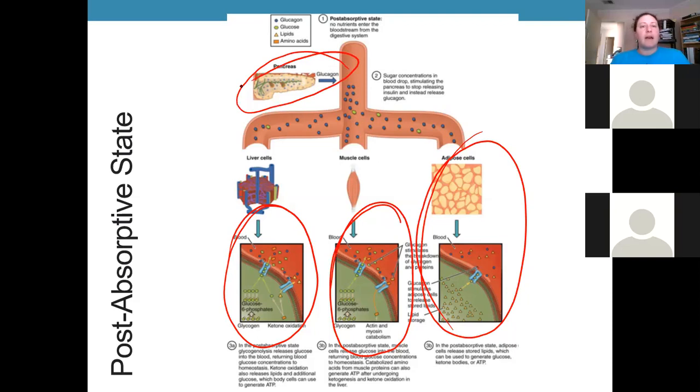So we can see that the pancreas is kind of our key here. So the exocrine pancreas is critical for digesting our nutrients, and then the endocrine pancreas has these two hormones that are the major players in our metabolic states. And then the liver becomes the major organ that actually carries this stuff out and makes sure that the body is staying in homeostasis.